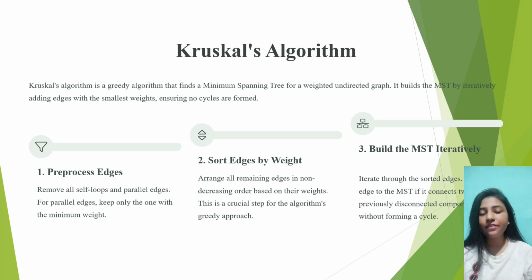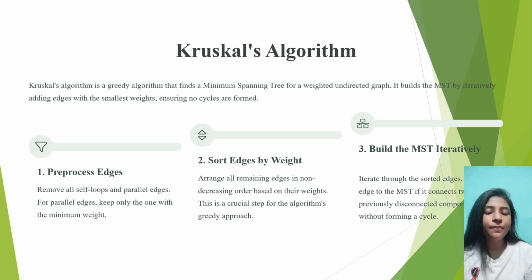Kruskal's algorithm is a greedy algorithm, which means it always picks the smallest available option at each step, hoping to reach the optimal solution. It works on any weighted undirected graph and builds the MST by starting with no edges and adding them one by one, always choosing the smallest weight edge that doesn't form a cycle. The algorithm stops when we have exactly V-1 edges in the tree, where V is the number of vertices.